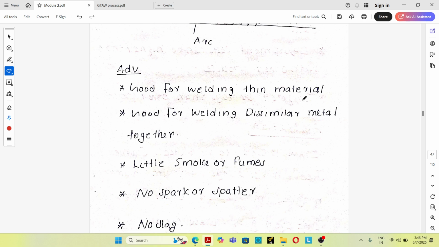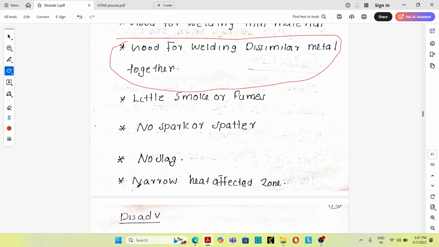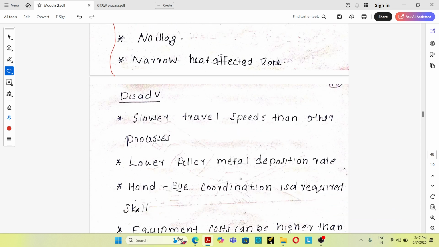Advantages: good for welding thin material, good for welding dissimilar metals. So this is a very important point. TIG welding is always good for welding dissimilar metals. Little smoke or fumes, no spark or spatter, no slag, narrow heat affected zone. So these are the advantages of the TIG welding process or GTAW process.